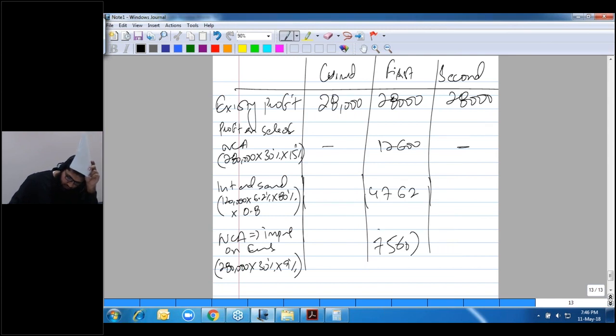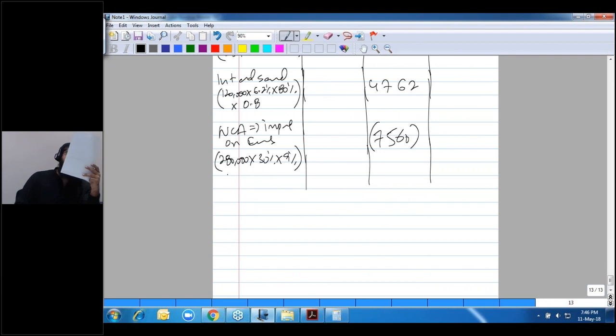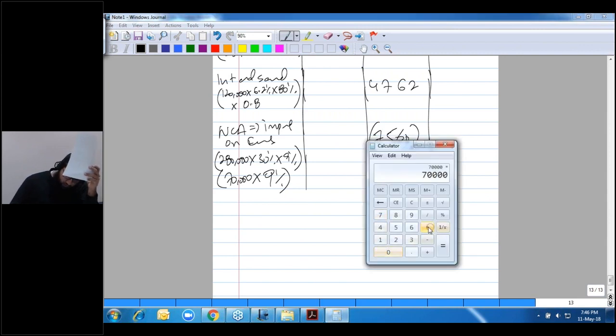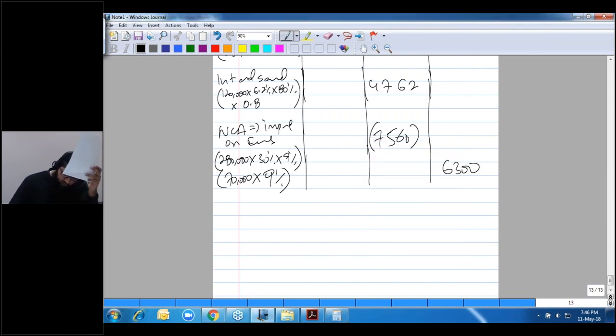So it's 7560. Now, for the second director's proposal, we need to actually invest new 70 million. So the 70,000 would be invested and they would yield a return of 9%. So how much is it going to be? 70,000 into 9%. It's going to be 6,300.